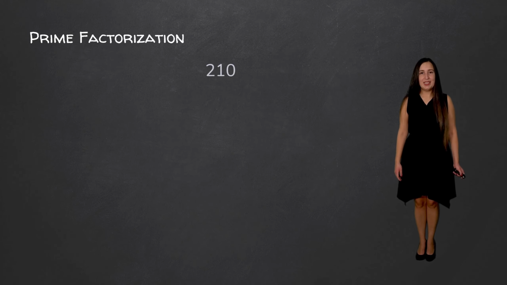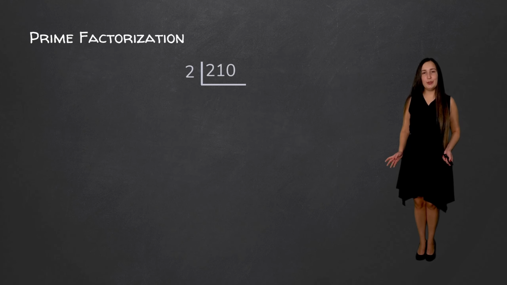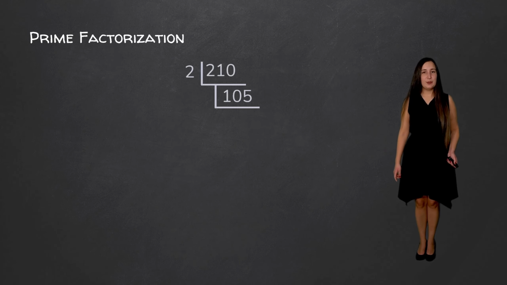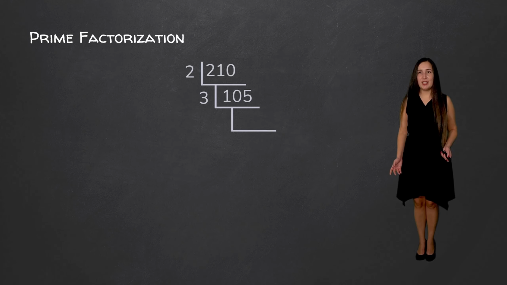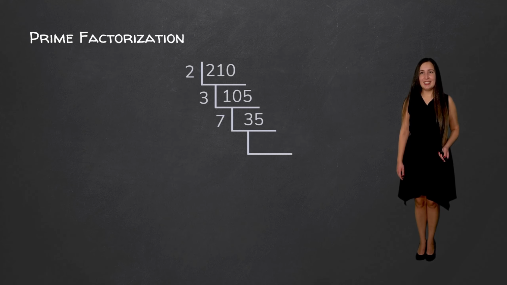We're going to use 210. Be mindful that we could use multiple prime numbers to start us off, but we're going to take 210 and divide it by 2. So 2 goes into 210 105 times. Now we keep going until we get 1. 105 can be divided by 3, so 105 divided by 3 is 35. 35 is still a composite number, and we have to stop at 1. So 35 divided by 7 is 5. Now 5 is a prime number, but we do have to stop at 1. So 5 divided by 5 is equal to 1.